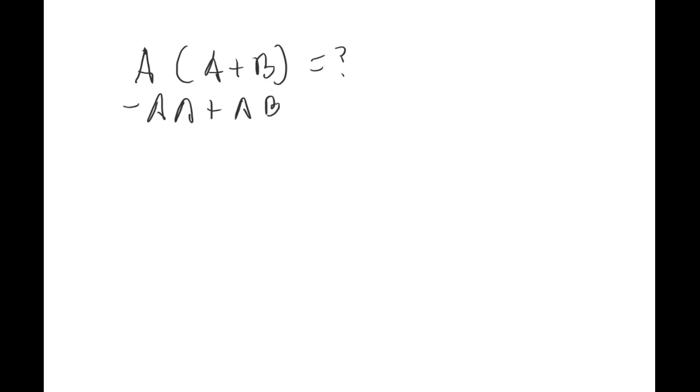Let's take a look at another one. How do we simplify A times (A or B)? I'll let you guys work on this a little bit. What can I do? You tell me. Would it just be AA plus AB? AA plus AB. That's true. But what is A times A? Just A. That's A.